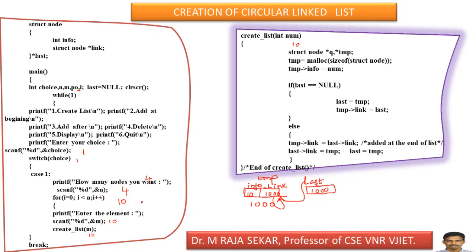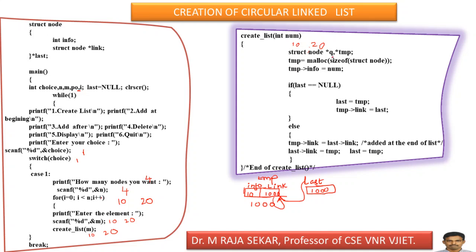Enter the element. Let me say this time I entered number 20. Previous value was 10, now I entered number 20. That number 20, where will it get stored? It will get stored in the place of m. Now m equal to 20. create_list(m) means here num equal to what is num?